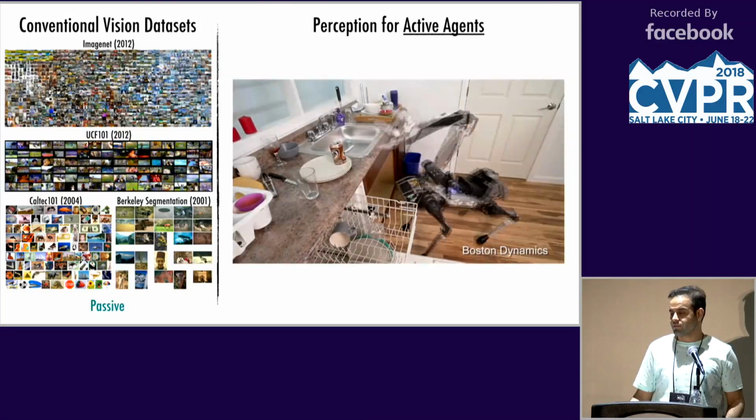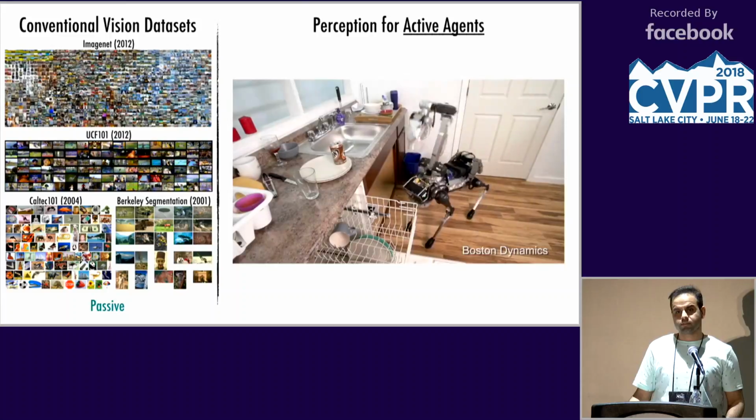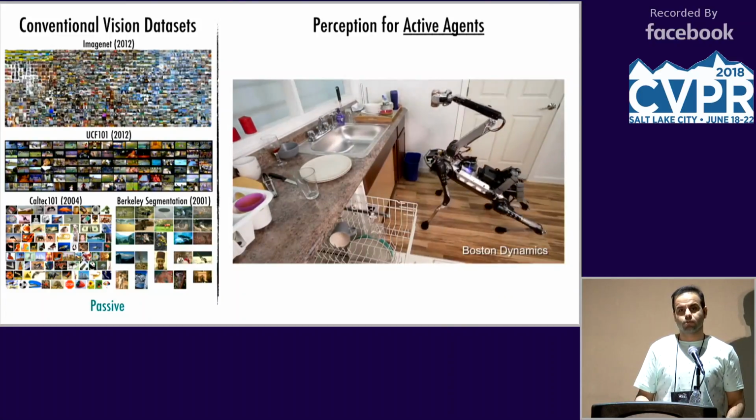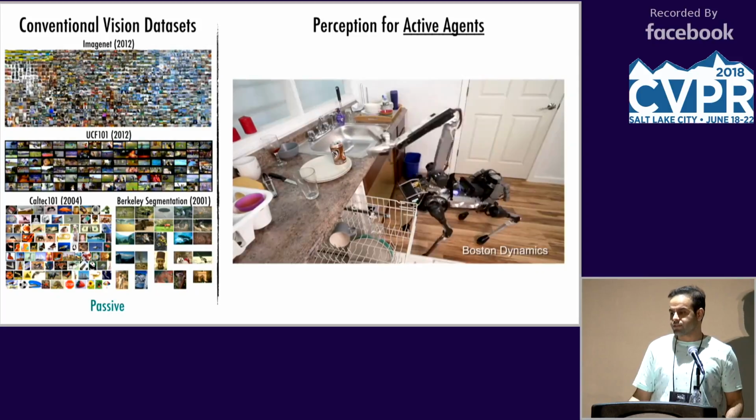that are physically active in the world, like robots. The conventional data sets are lacking for this purpose because they're obviously passive, so the camera location or content cannot change according to the agent's actions.